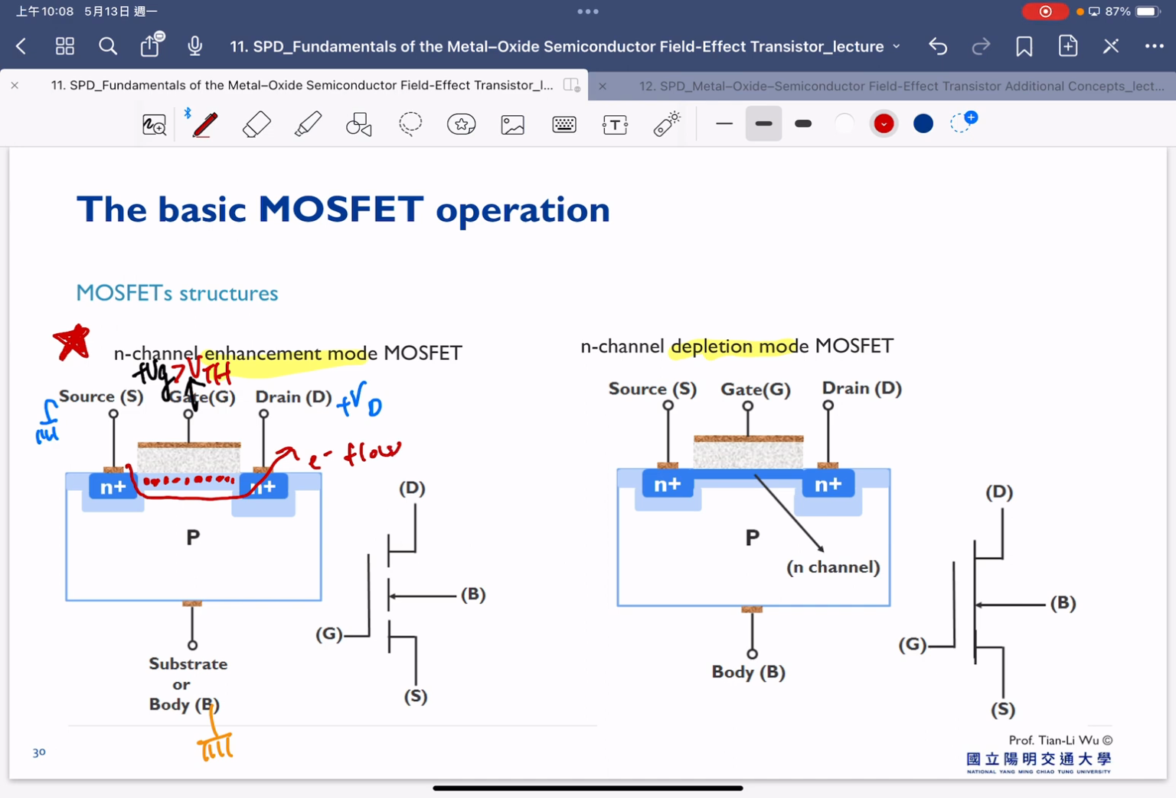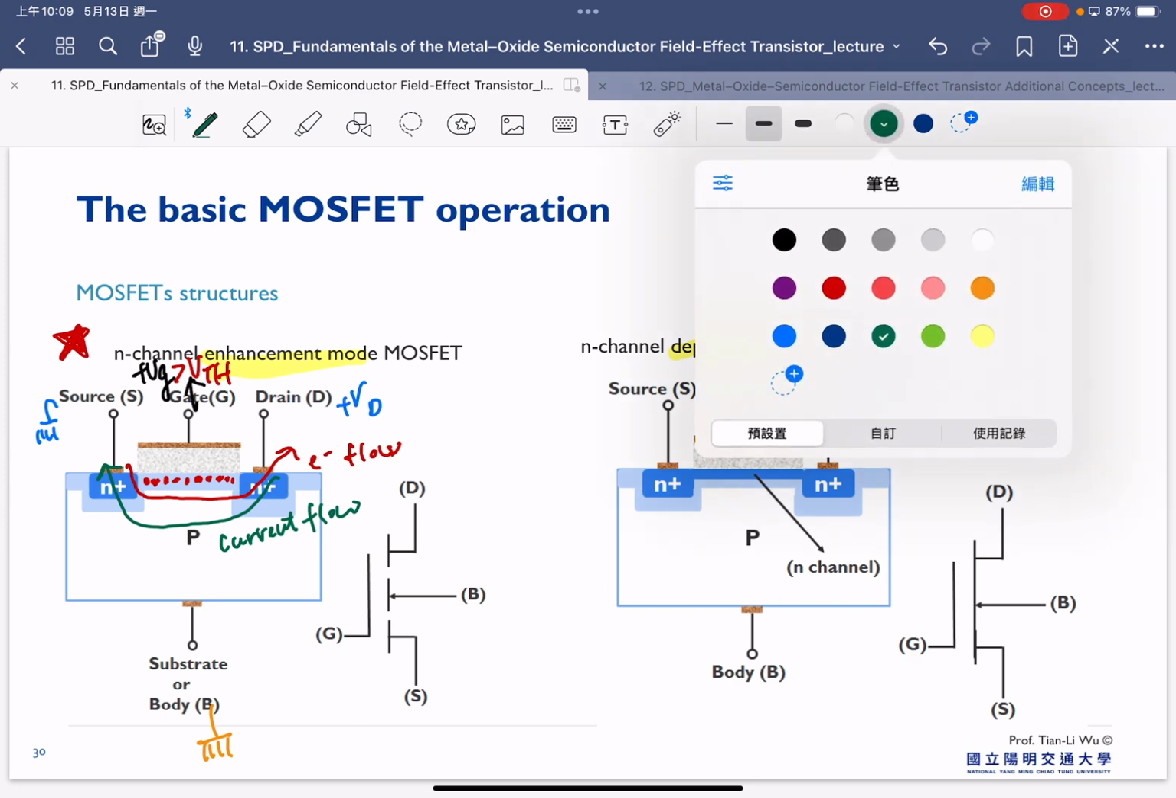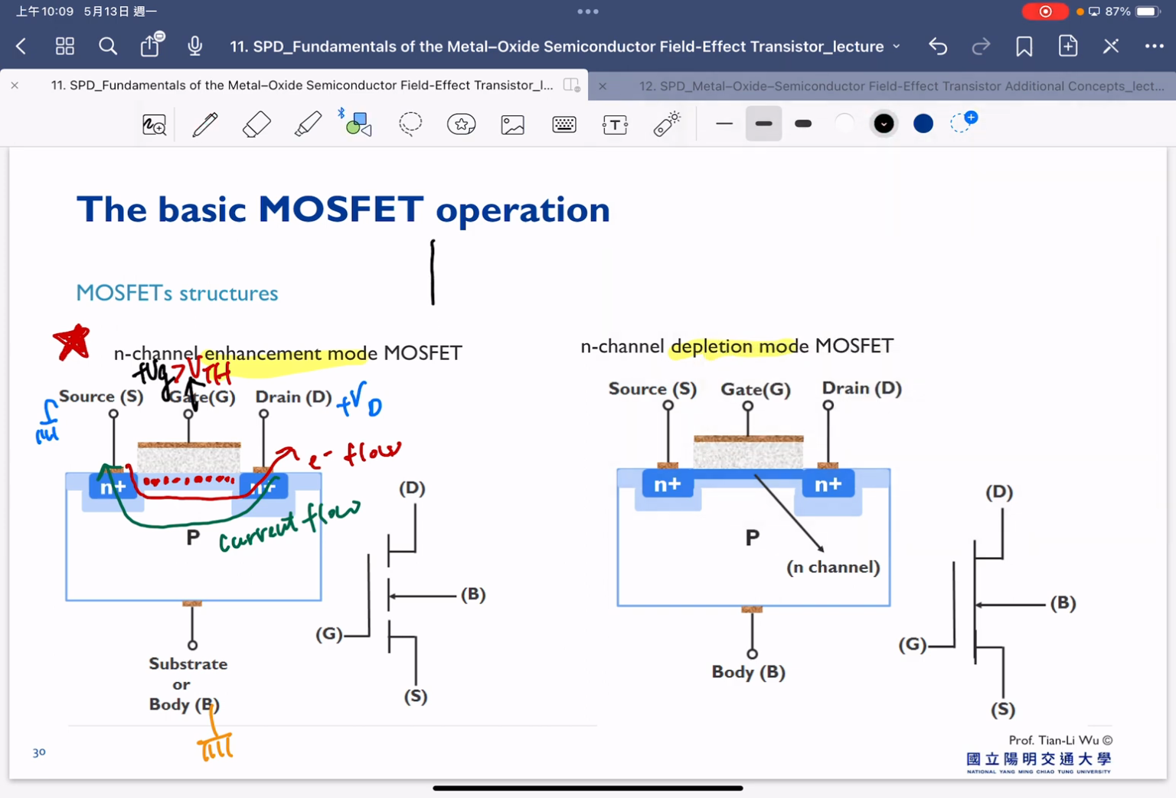But you also already know that the definition of current considers the hole current, which is the reverse direction of the electron current. So therefore the real current flow is from drain to the source here. So that's our current flow. That is already almost enough to explain more than 80% of the MOSFET operation. And based on this explanation, we can expect our MOSFET has an IV characteristic shown here.